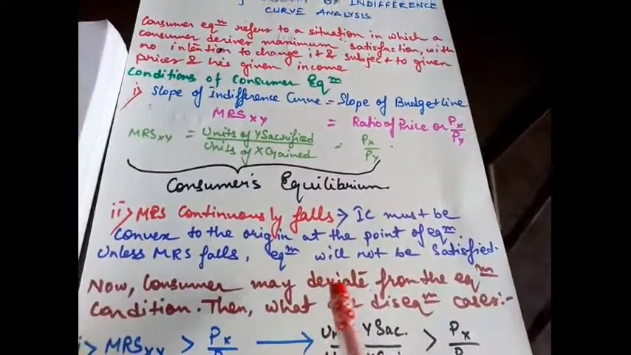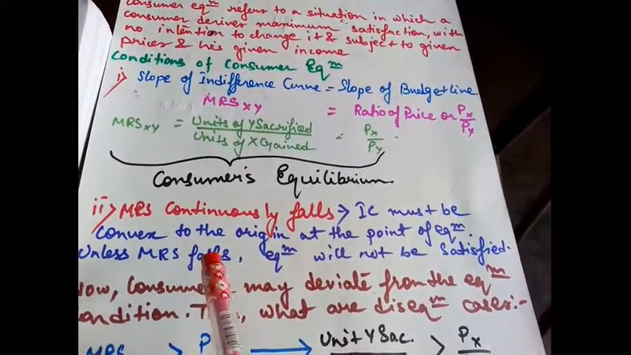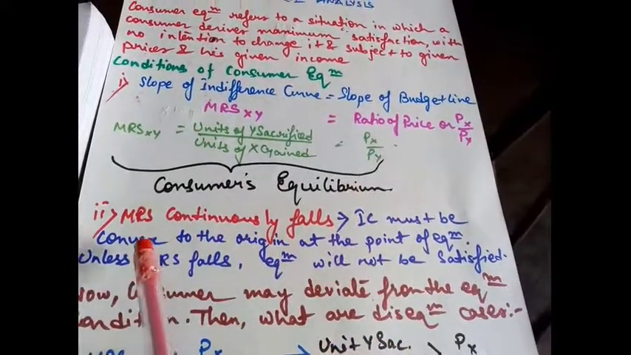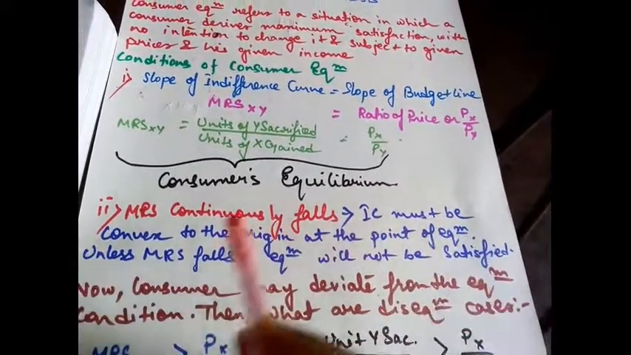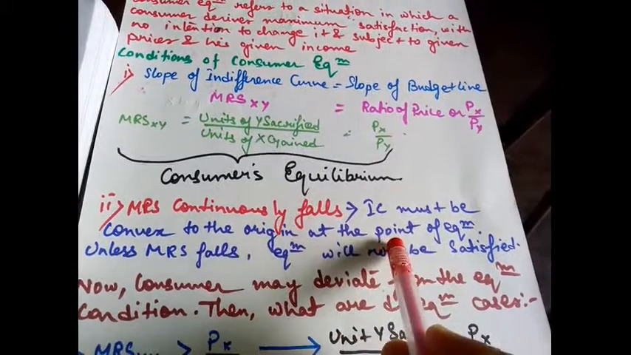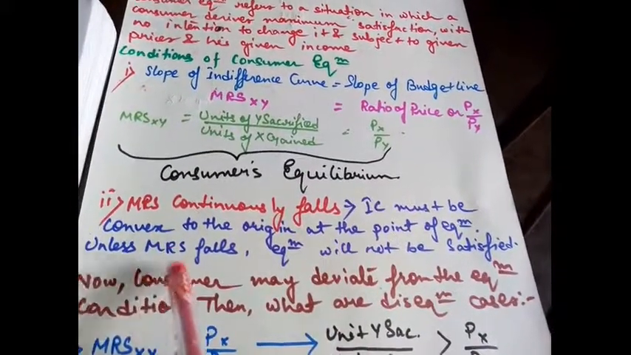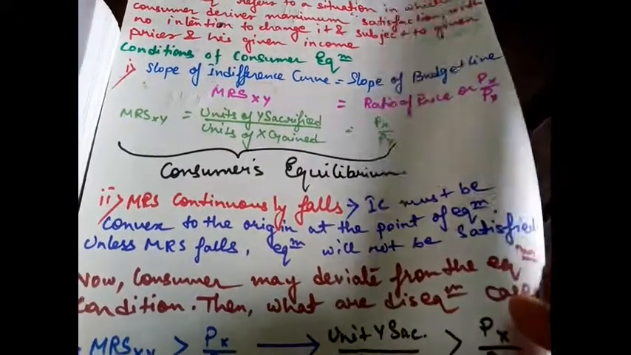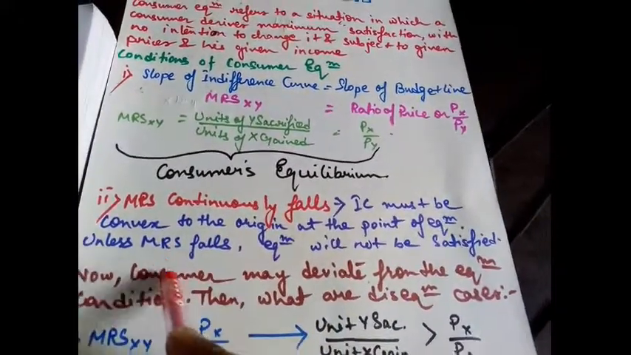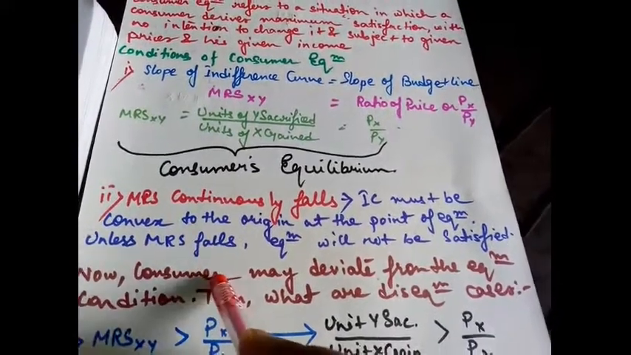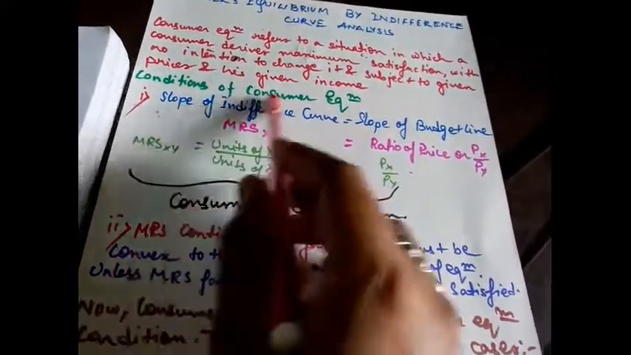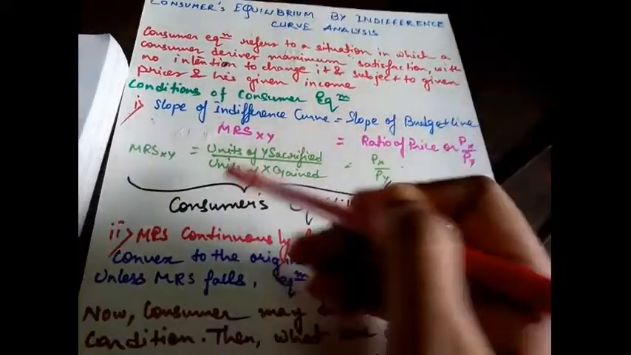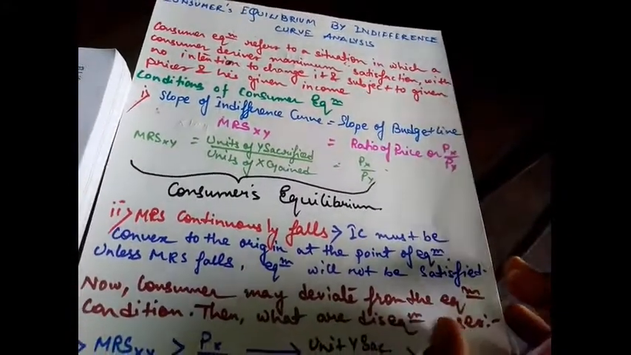Now unless and until MRS falls, the indifference curve will not be convex. So what is it telling here? The indifference curve must be convex to the origin at the point of equilibrium, unless MRS falls. So only when MRS falls, or the MRS theory holds, will the indifference curve become a convex curve. So this is the equilibrium condition. These are the two points for the consumer to reach equilibrium.